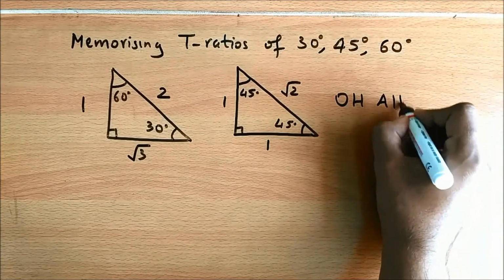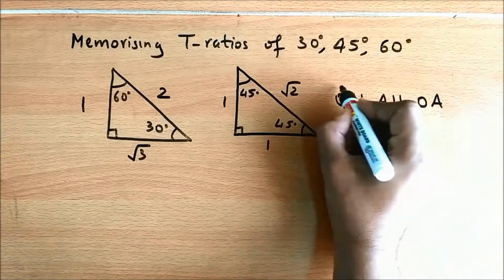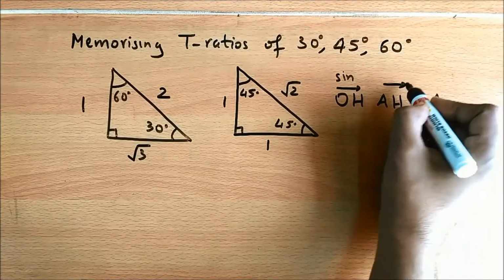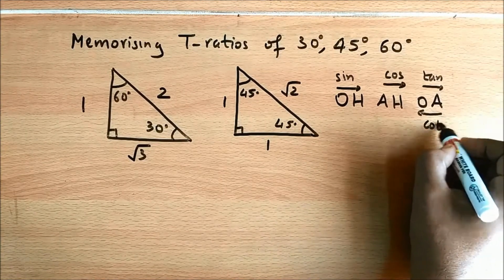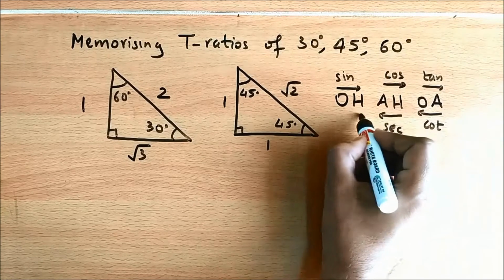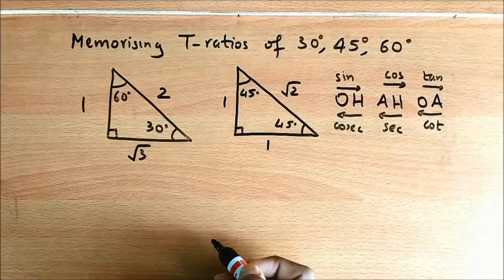Now you remember old Harry and his old aunt? Yes, so that's sine, cos, tan. The reverse would be cot, sec and cosec.